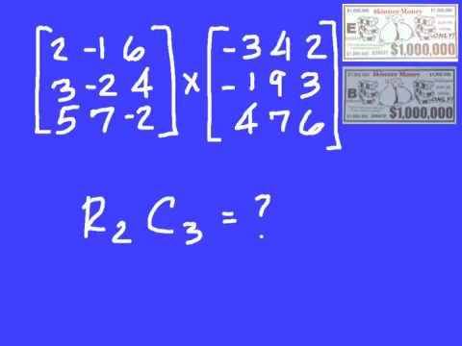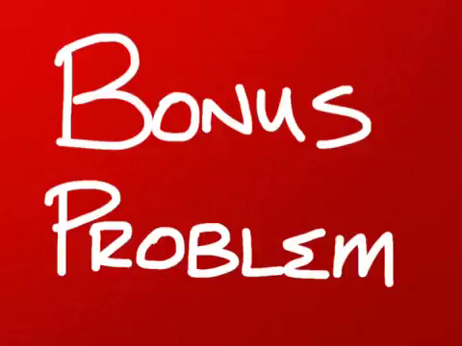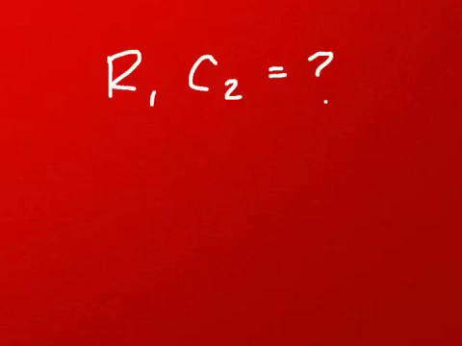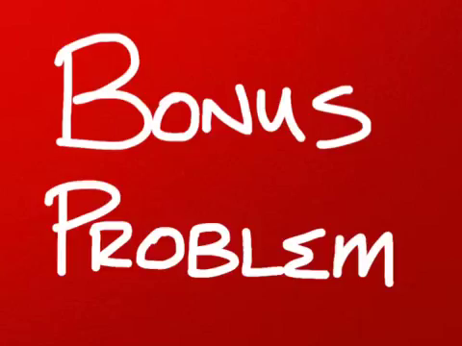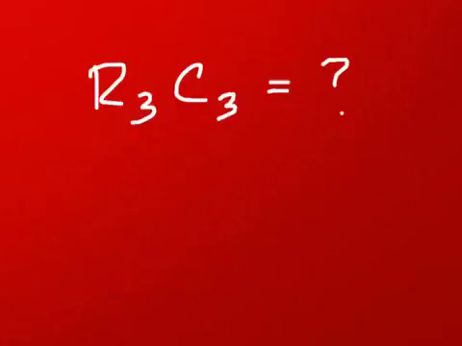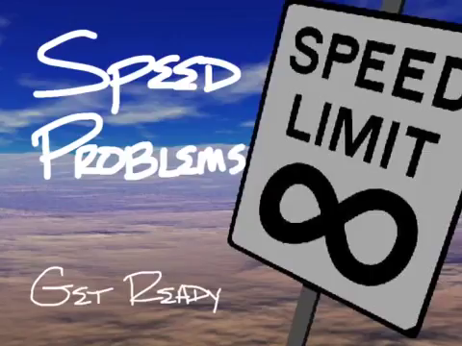Practice number 2. The solution for this one is 24. The same matrix we used for the practice. I need row 1, column 2. Same matrix, row 1, column 2. Solution for this one should be 41. Same matrix, row 3, column 3. Answer to this one is 19.